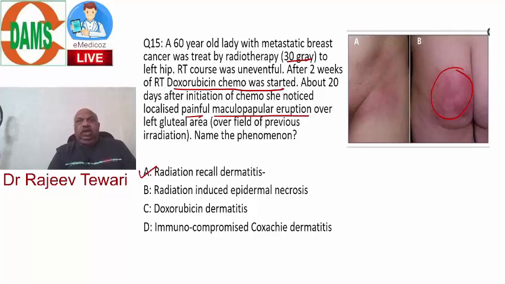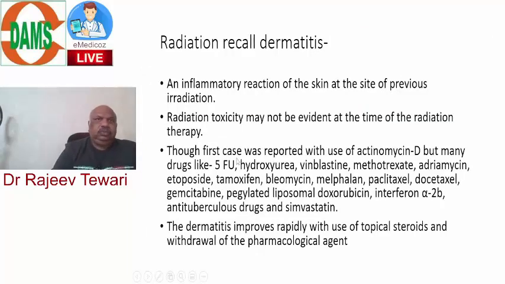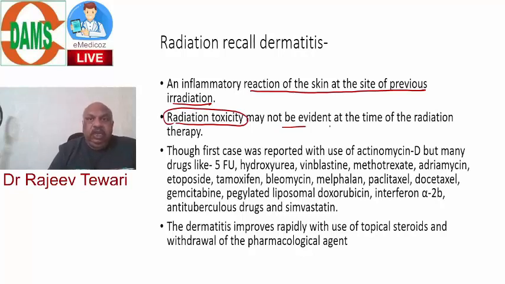In this condition, during radiotherapy, there is no problem. But subsequently, when the patient receives chemotherapy, this was first reported with the use of actinomycin D. In some questions, they may give you a chemotherapy name and ask which can cause this. There are 15 chemotherapy agents that can cause this, so many. But it was first noticed with actinomycin D. Later on, the patient develops, at the site of radiation when chemo is given, red, erythematous, itchy, painful maculopapular eruptions. So radiation recall is a reaction at the skin site of previous irradiation, not evident at the time of radiation.